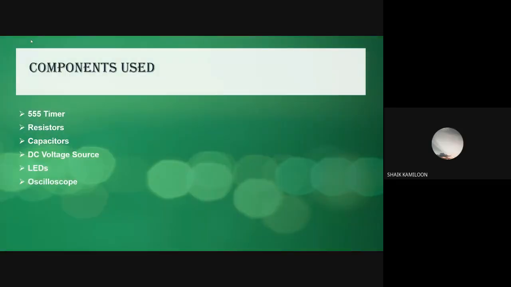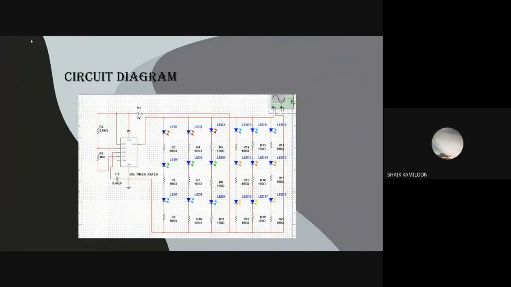So the components used in this circuit are 555 timer, resistors, capacitors, DC voltage source, LEDs, and an oscilloscope. This is the circuit diagram of our circuit. We have done this in a simulation setting. NI Multisim, formerly Multisim, is an electronic schematic capture and simulation program which is part of a suite of circuit design programs along with Ultiboard. We have used this simulation for this project. It is widely used in academia and industry for circuits education, electronic schematic design, and SPICE simulation.